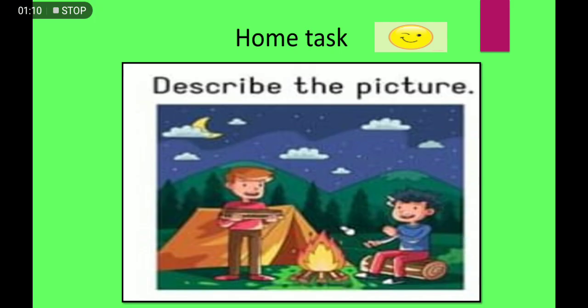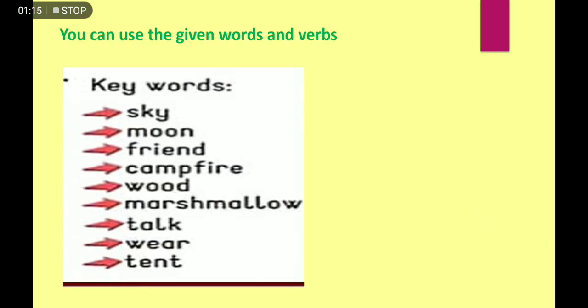Now let's look at this home task. There is a picture. You have to describe this picture with the help of these words: sky, moon, friend, campfire, wood, marshmallow, talk, wear, tent.